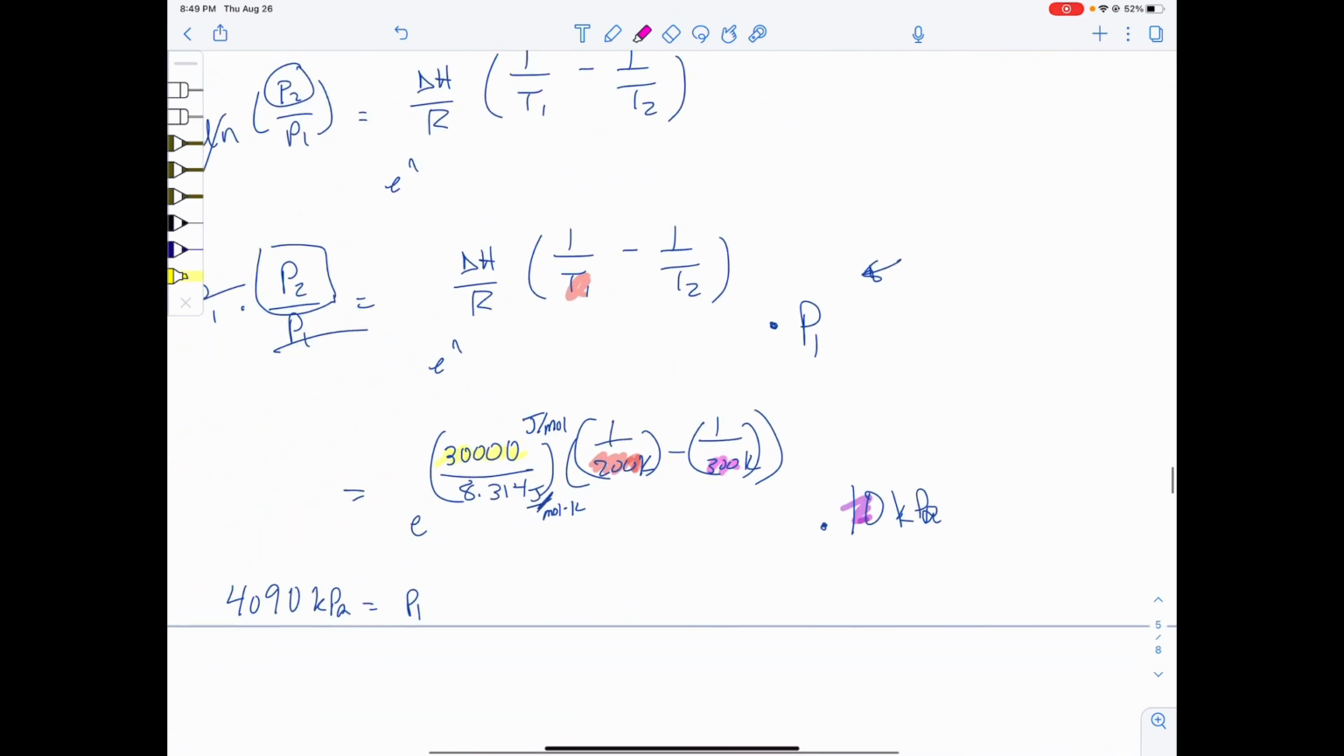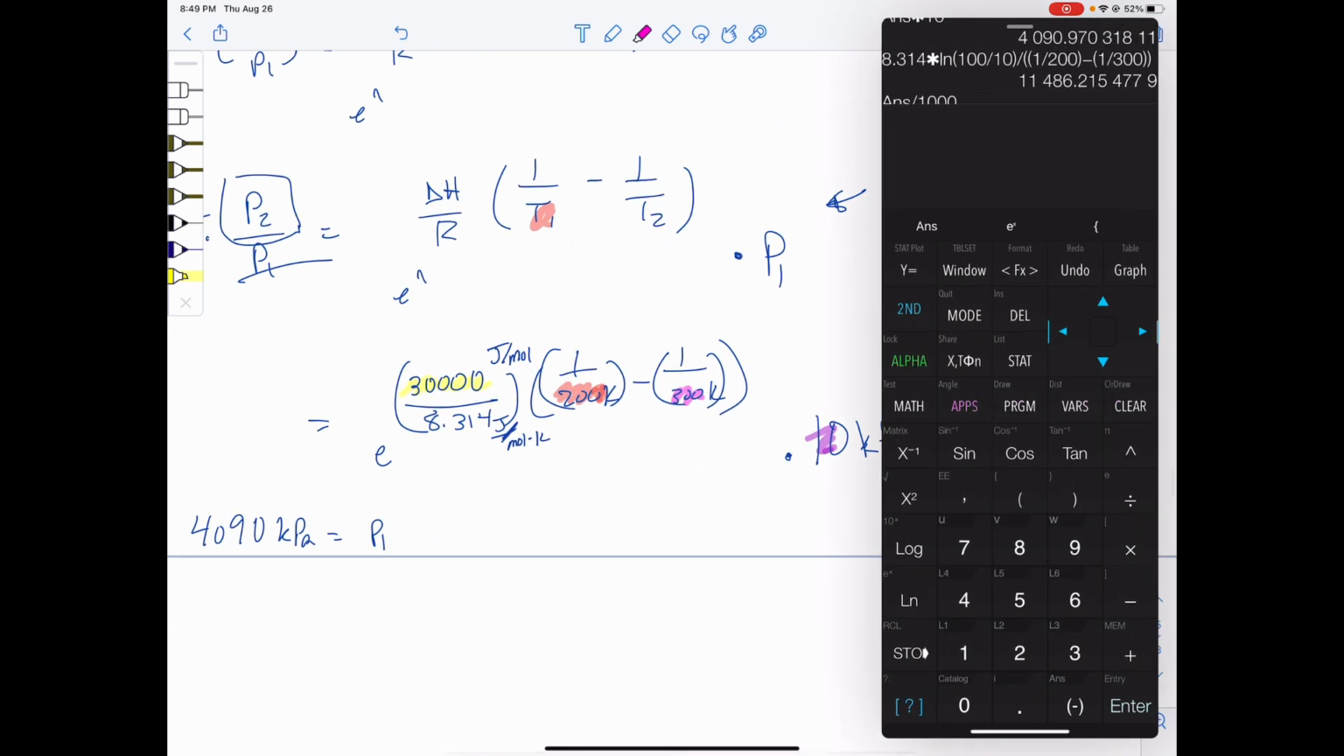I'm going to put in my equation. Now, we can all do it in the E exponent range, but I'm actually going to just do it without it being in the E range because it's actually a little bit less work to do it this way. So watch how I'm doing this one. So 30,000 divided by 8.314 times parentheses 1 divided by 200 minus parentheses 1 divided by 300 parentheses close. So that's my exponent region. I'm going to push enter.